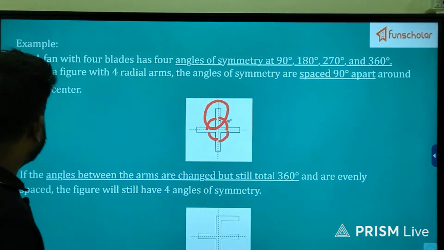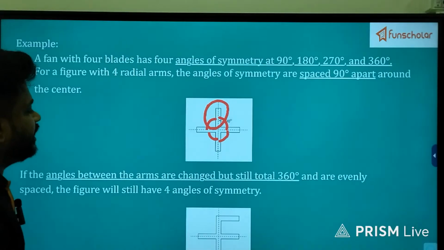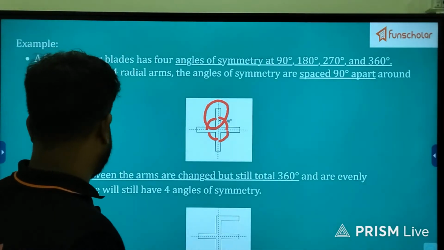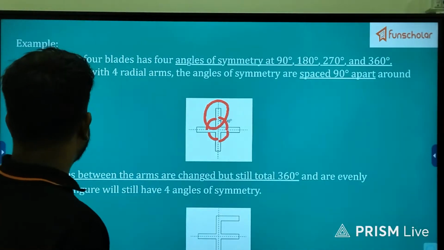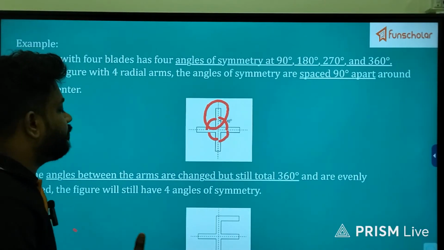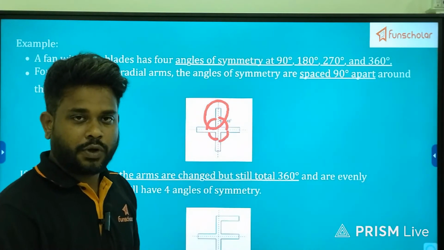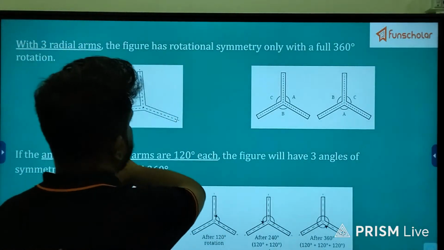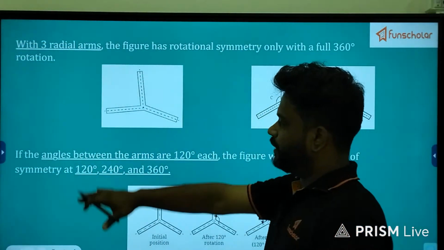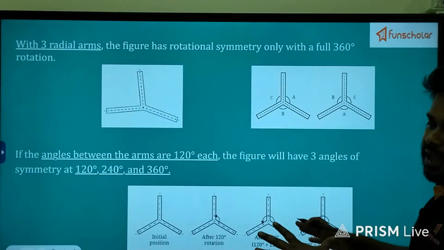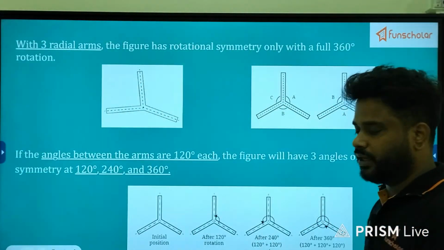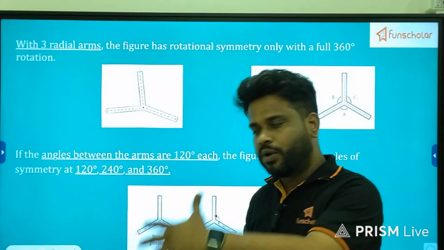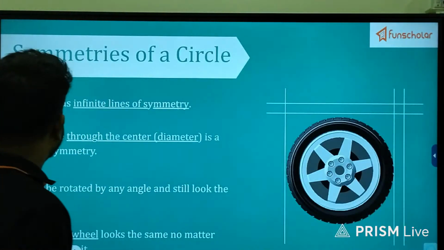If the angles between the arms are changed but the arms are still evenly spaced totaling 360 degrees, the figure will still have 4 angles of symmetry. The next thing: with 3 radial arms, they have discussed this, having 120 degrees, 240 degrees and 360 degrees. This will go the other way.